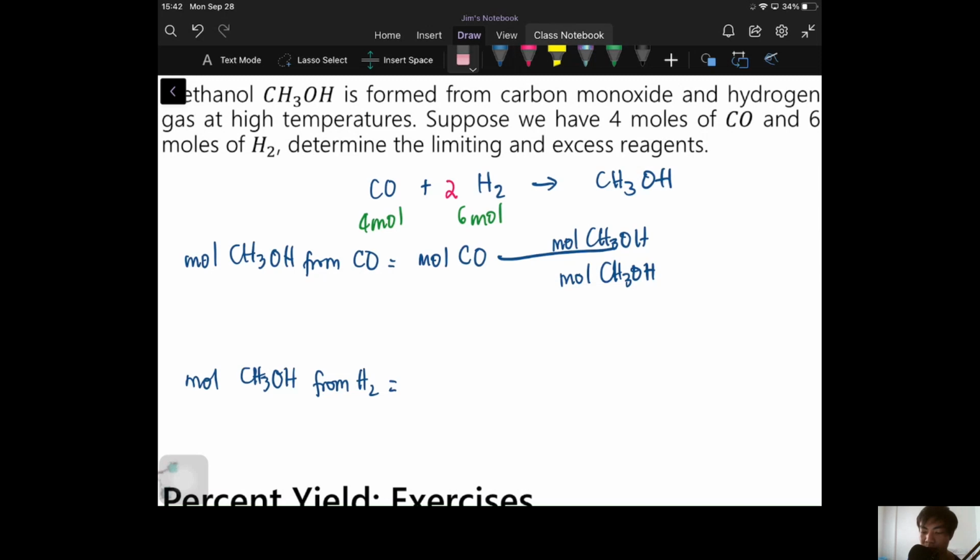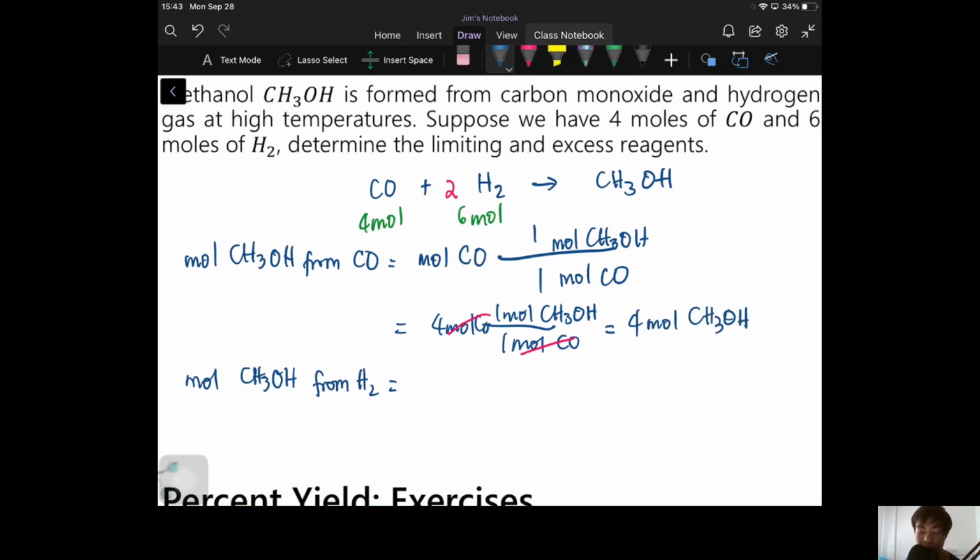Ay, sa baba pala yung CO. So, we can cancel that. 1 mole, 1 mole. Okay? So, that's 4 mole, 1 mole. Cancel lang. Cancel, cancel. So, you will have 4 moles of methanol na that you can produce out of 4 moles carbon monoxide na. So, let's do this H2.